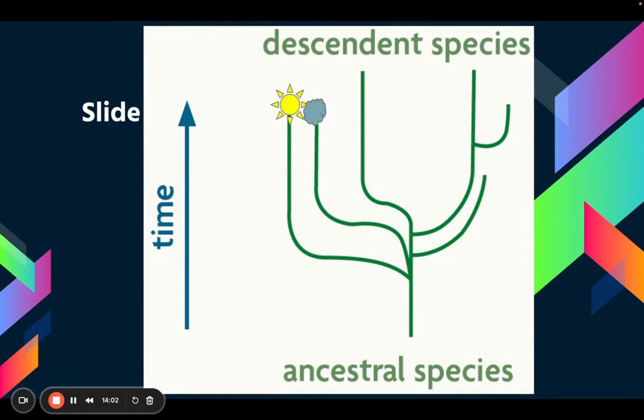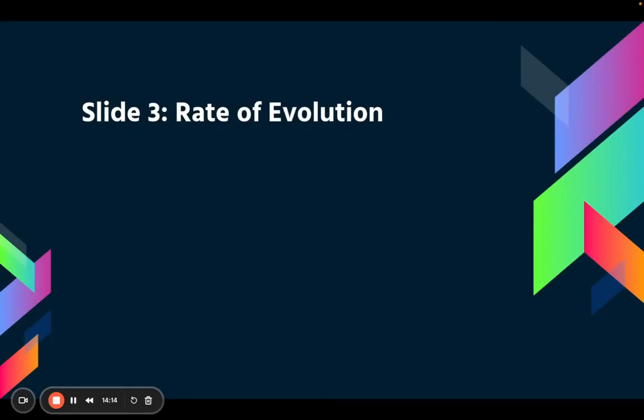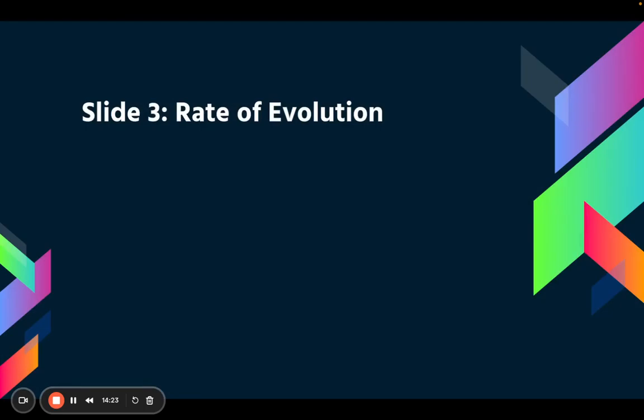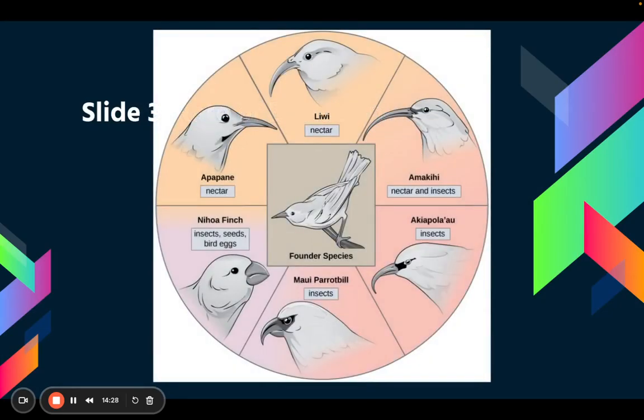And if that sounds familiar from earlier, it is. Adaptive radiation is actually a type of divergent evolution. A common example of adaptive radiation was the diversification of mammals after the dinosaurs went extinct. Another example of divergent evolution or adaptive radiation is what we observed with Darwin's finches from the Galapagos Islands, where each of them had a different beak adaptation from a common ancestor, all based on their diet or environmental pressures.